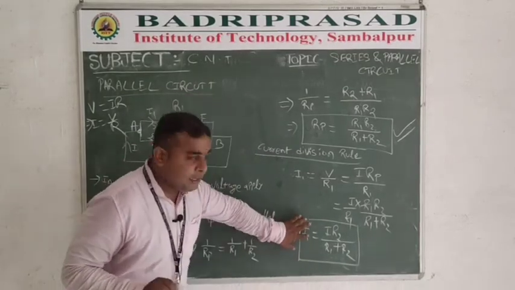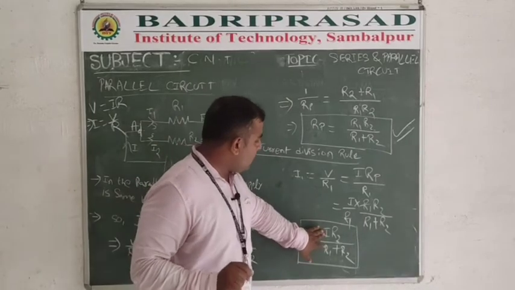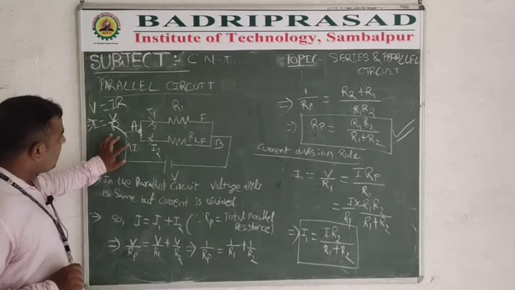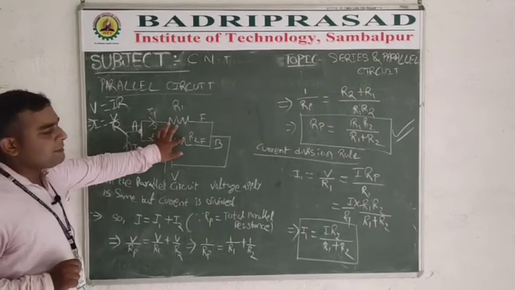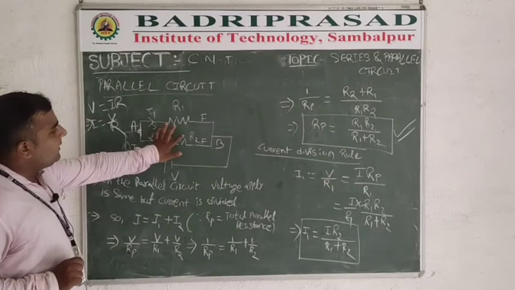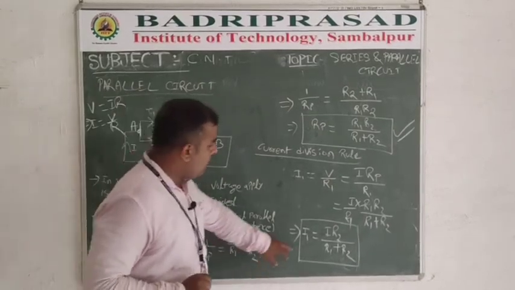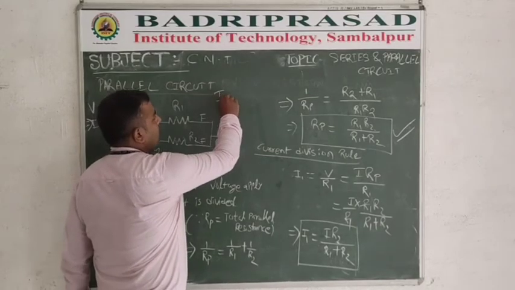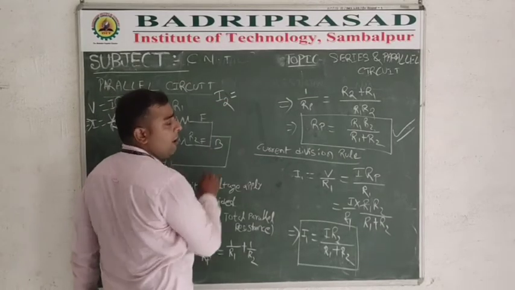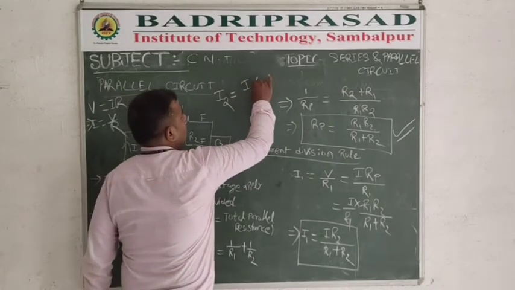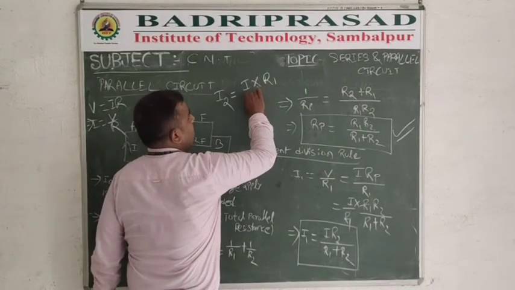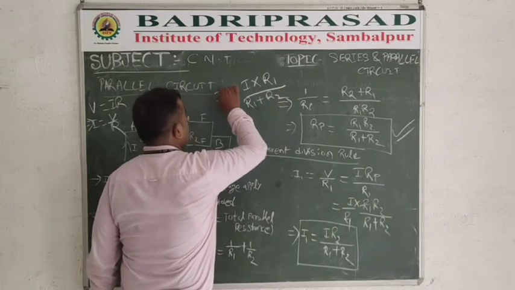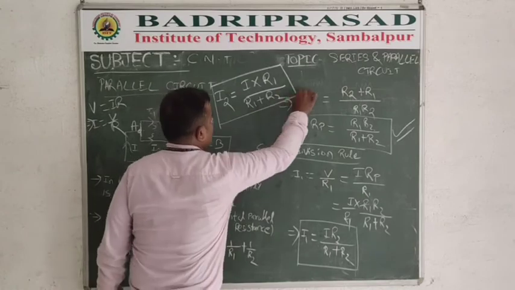So what is the value of I1? It is the total current I into the opposite resistance divided by the total resistance. Similarly, I2 is equal to how much? Total current I into the opposite resistance R1, divided by the total resistance R1 plus R2.